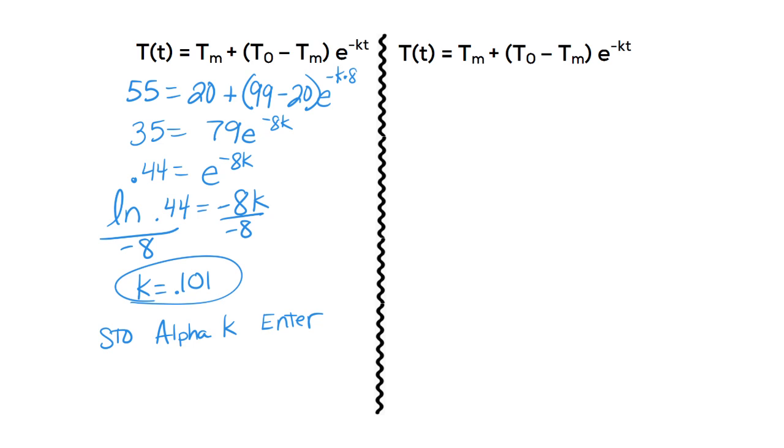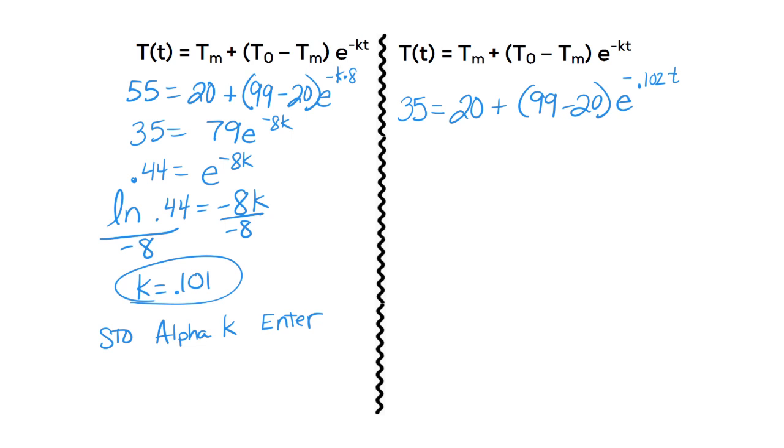So I'm going to start back at the beginning. And the ending temperature, though, this time is going to be 35. The surrounding medium is still 20. The initial was still 99 minus the 20, e to the negative... Now I know this number, negative 0.101. It's really 0.102, I guess, actually, but it doesn't really matter because I'm going to use the full value anyway. And what I'm solving for is t.